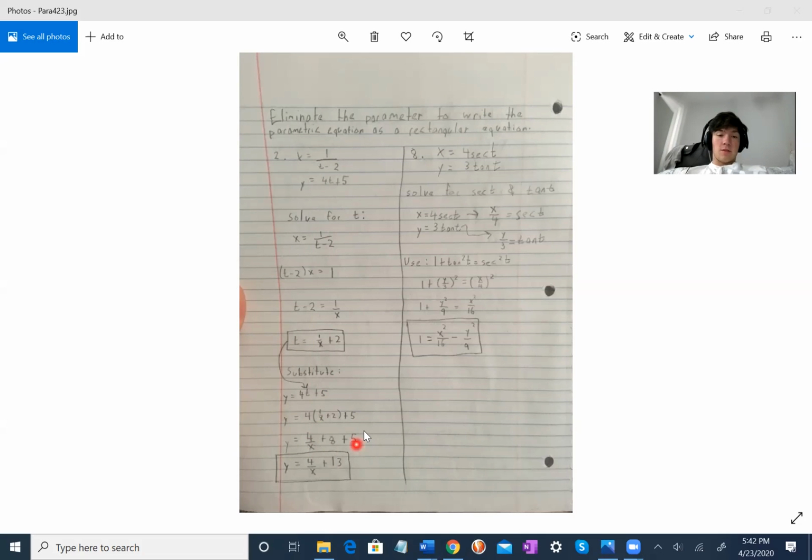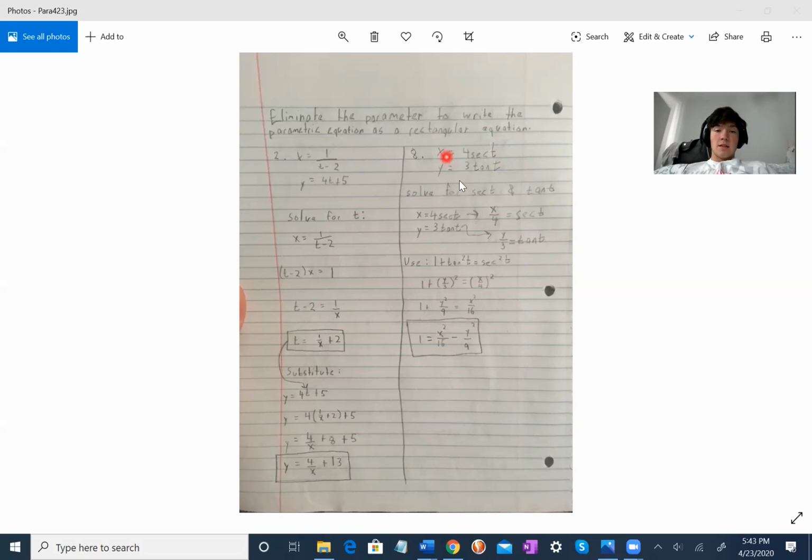And the 5 is still there. So the last step is to just add these two together, and you get 13. So y equals 4 over x plus 13. And that would be our rectangular equation for that one. So this is one of the types, right? It's pretty easy algebra. So let's do one that probably involves a little bit more trig knowledge.